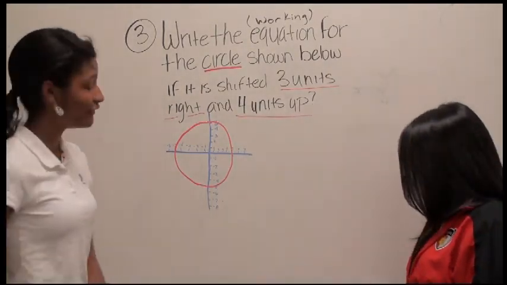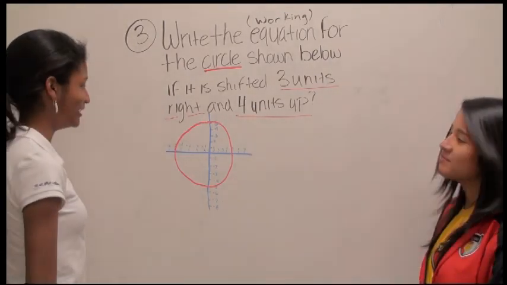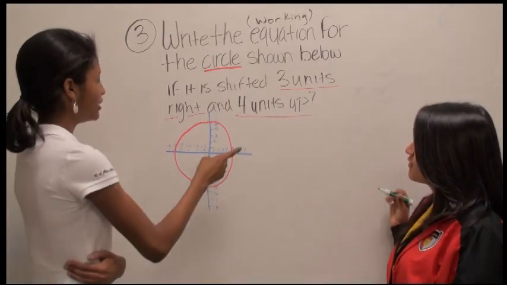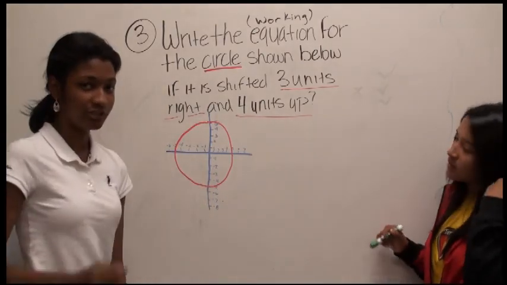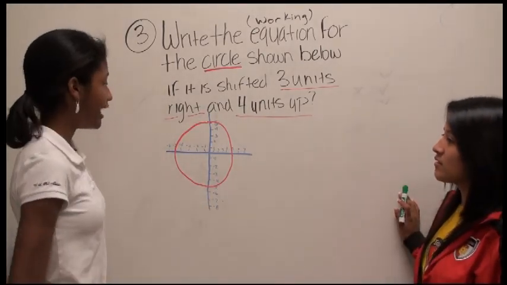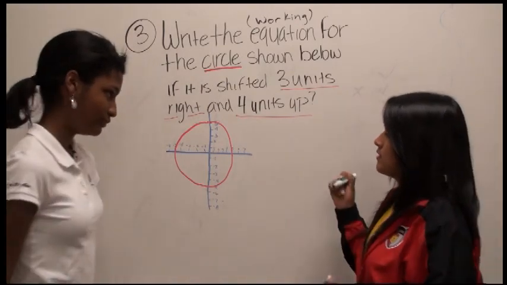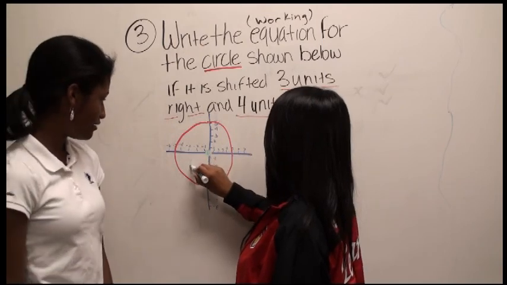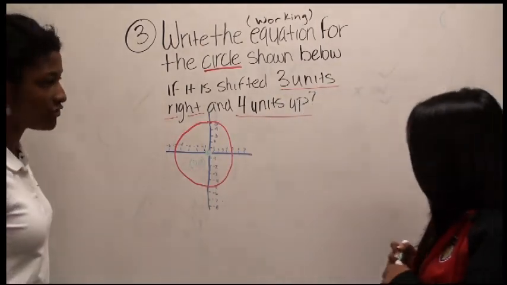Next, we have to identify the vertex of this circle. It's a bad circle, but it's still a circle. As we know, circles have the same distance to the center of the circle. So in this case, that would mean the center is at 0, 0. So the vertex is right there, 0, 0. But we're not using this graph.